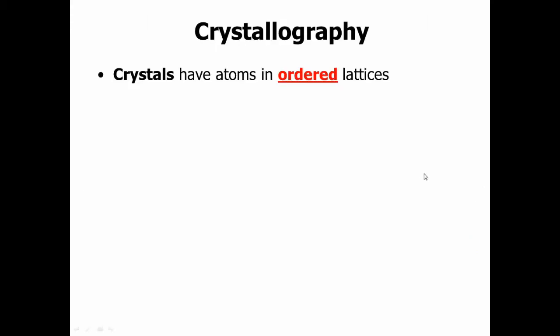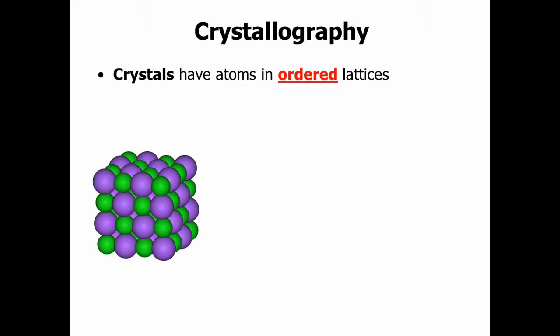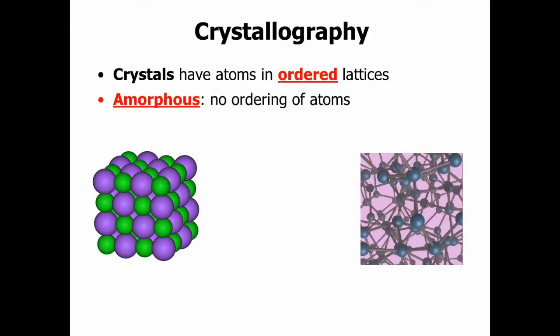All right, so you may already know this, but crystals have atoms that are very ordered in what are called ordered lattices. Amorphous is just the opposite. It means without shape. There's no ordering of atoms. And as you can imagine, crystallography affects properties. It changes things like the melting point or the boiling point, how things react. So it's important to study and understand.